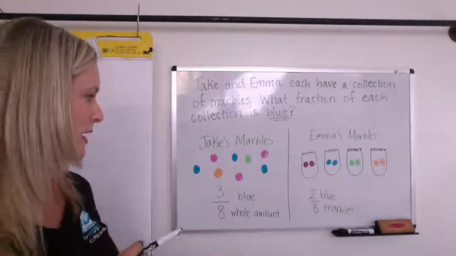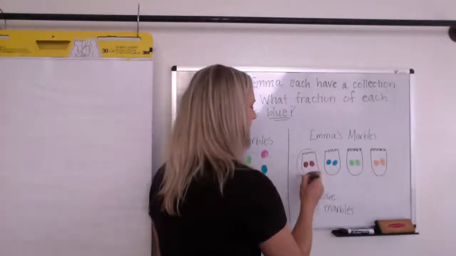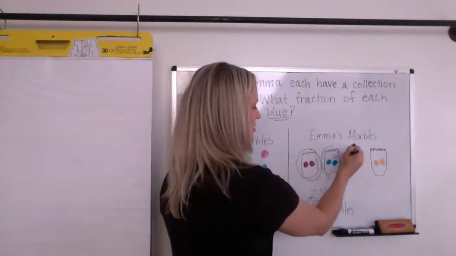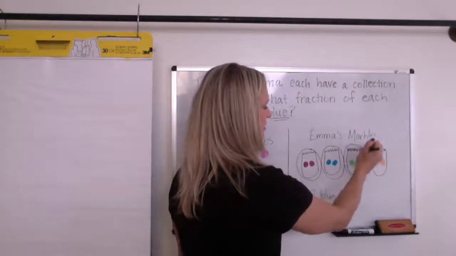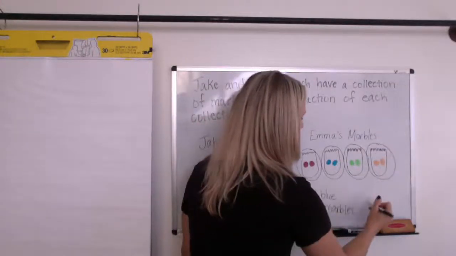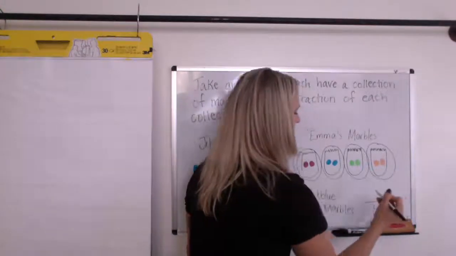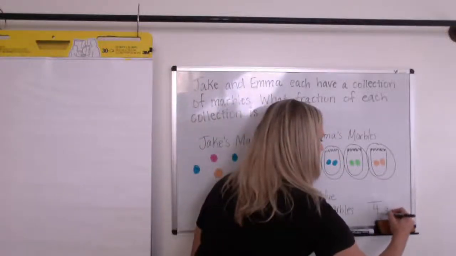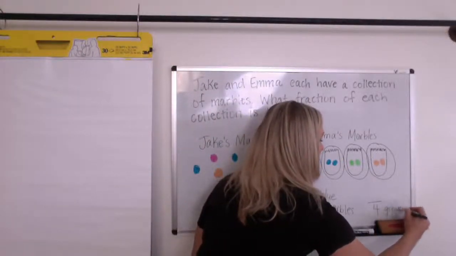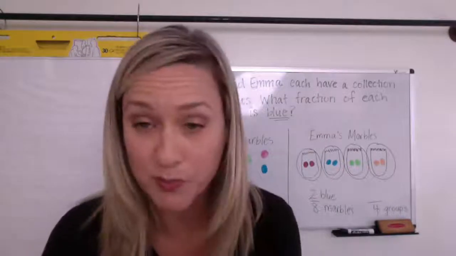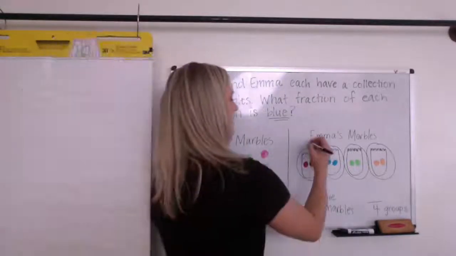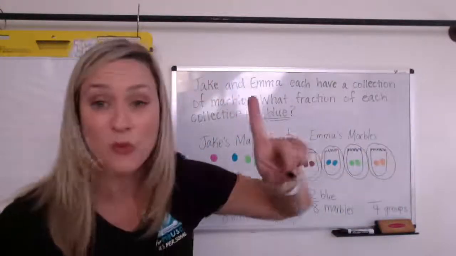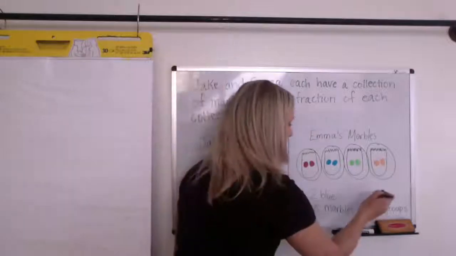So maybe we'll just look at them as the bags itself. So this would be like 1 group, 2 groups, 3 groups, 4 groups. So now let's look at it as 4 groups. So I put 4 as my denominator because we have 4 groups, and that's our total number of groups. How many of the groups have blue marbles? This would be 1 group. This would be another group, and another group. Well, only 1 group has blue marbles.